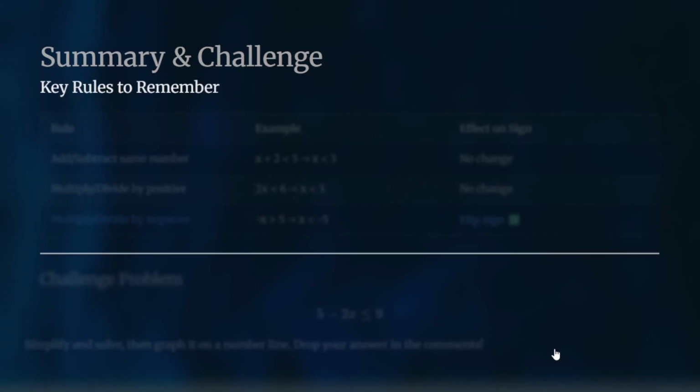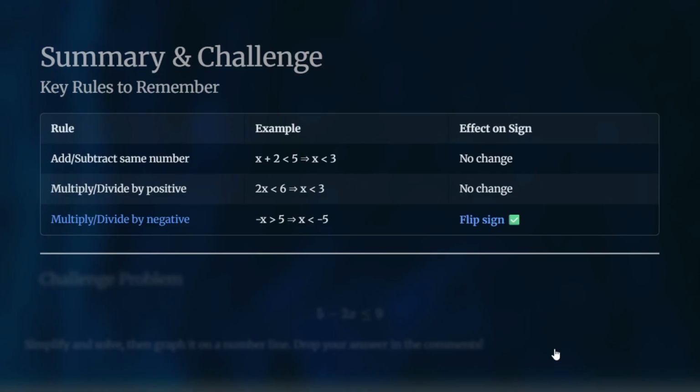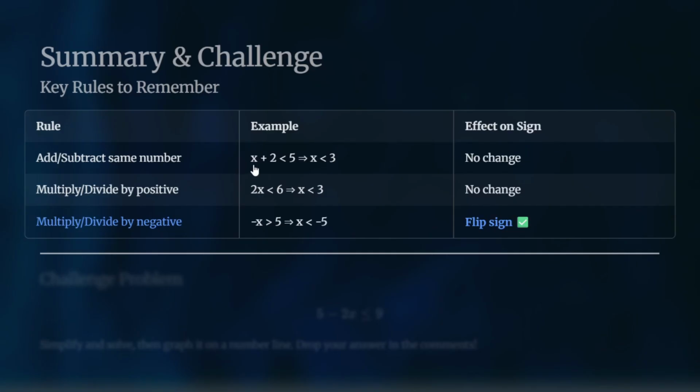So here are the key rules to remember. If you add or subtract the same number, there's no change on the sign. For instance, if you have x plus 2 is less than 5, you subtract 2 from both sides, x is less than 3. So the sign of the inequality didn't change. If you multiply or divide by a positive number, there's no change on the sign as well. For instance, 2x is less than 6. Divide both sides by 2, which is a positive number. Therefore, x is less than 6 divided by 2, which is 3.